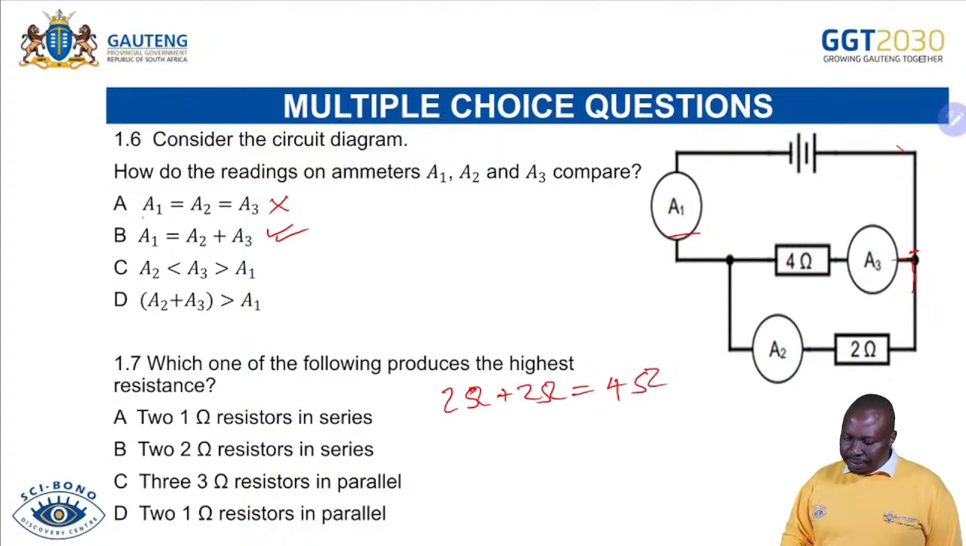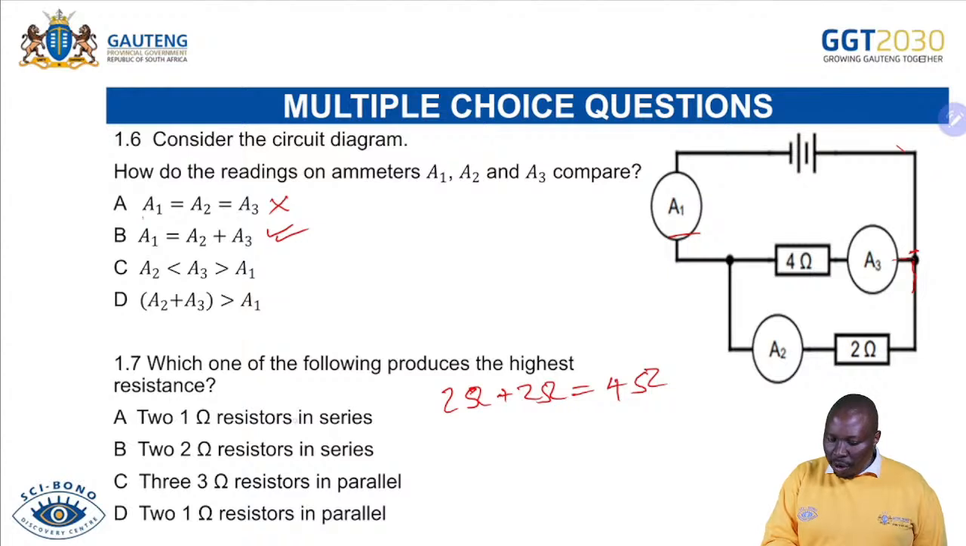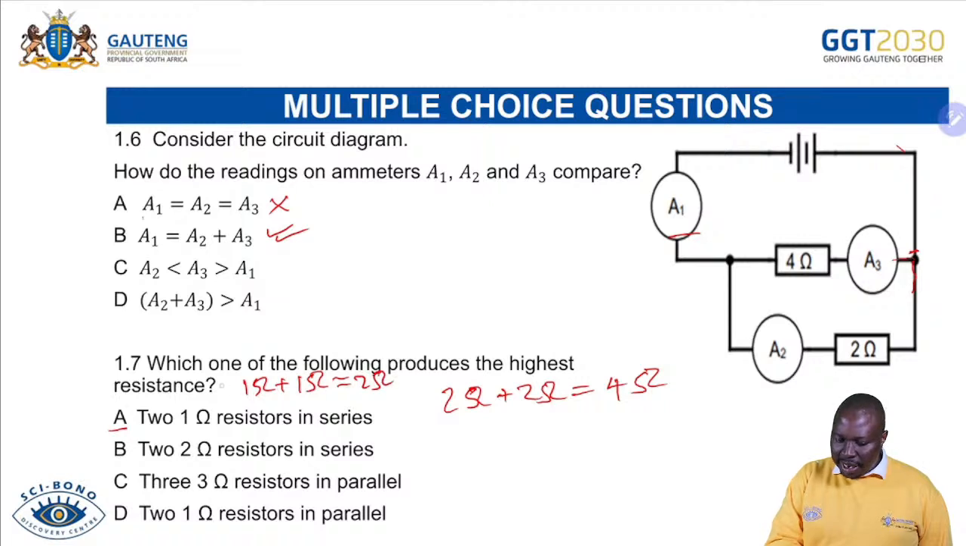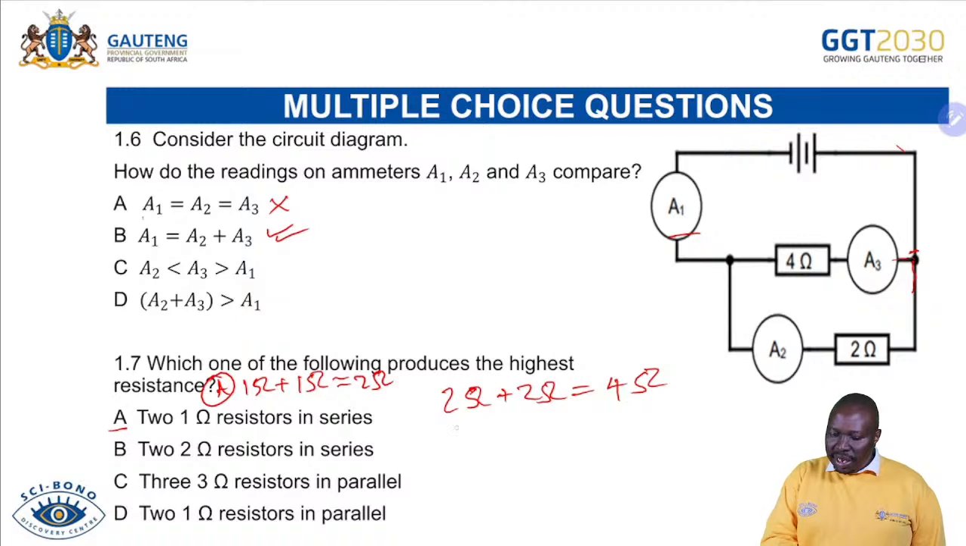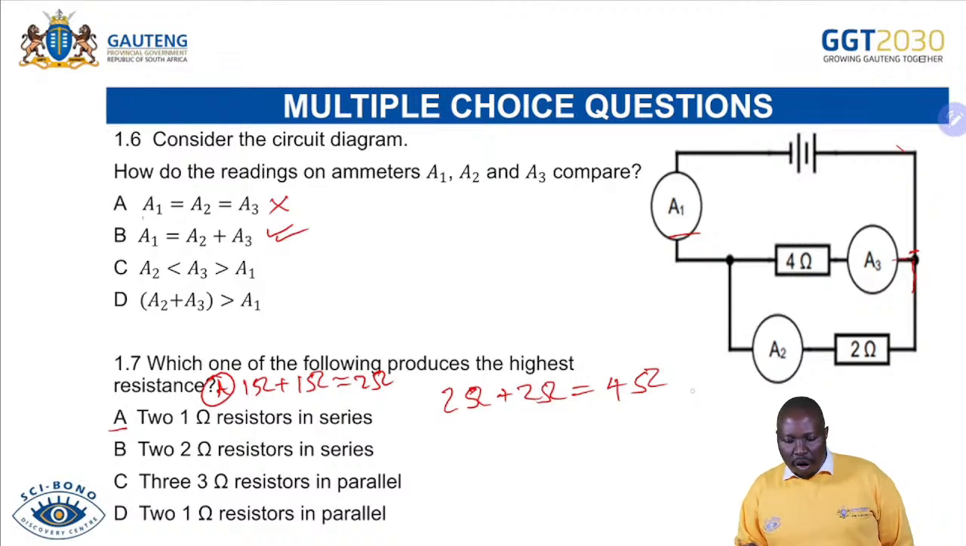But if you are having 1 ohm resistors for number A, in series, it will give you 1 ohm plus 1 ohm. They are in series, 2 of them. So that will give you 2 ohm. That is for number A. Number A will give you a total of 2 ohm. Number B, you are having 2 ohm resistors. So it will mean that you have 2 ohm and 2 ohm, and that gives you 4 ohm.